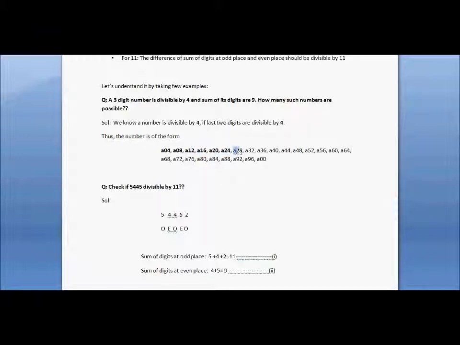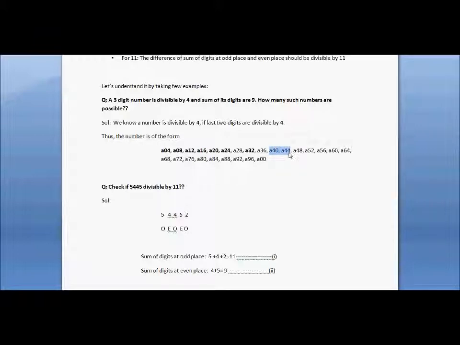But we see A28 cannot be, because 8 plus 2 is already 10, and if we add a to this, we would get a sum which is greater than 9. So this is not a possibility. Is A32 a possibility? Yes. A36? No, because 3 plus 6 is 9, and a cannot be 0. So a should be at least 1. So if we put 1 here, we would get the sum of digits as 10, which is not required. So it's not a possibility.